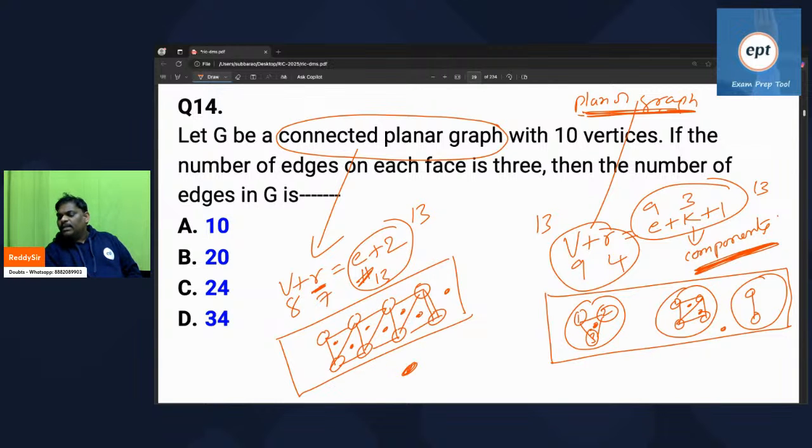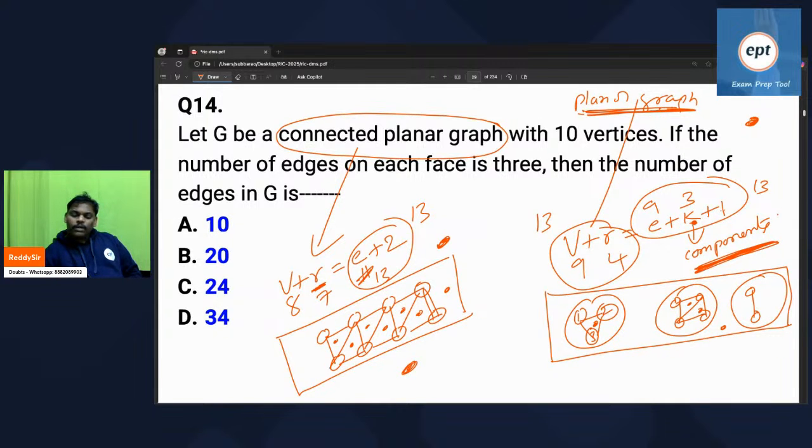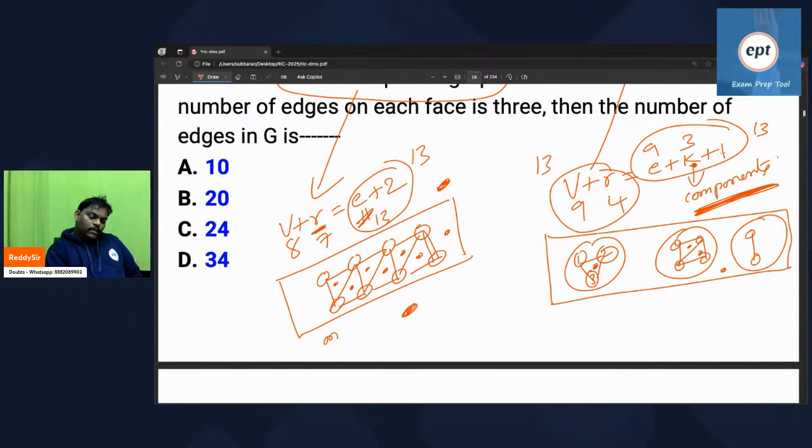When you say connected, the K value becomes 1, the number of components becomes 1. 1 plus 1 becomes 2. So this formula will be used for connected also and disconnected also. This one is only for connected. This is for all planar graphs. Let me write it now. Only for connected.